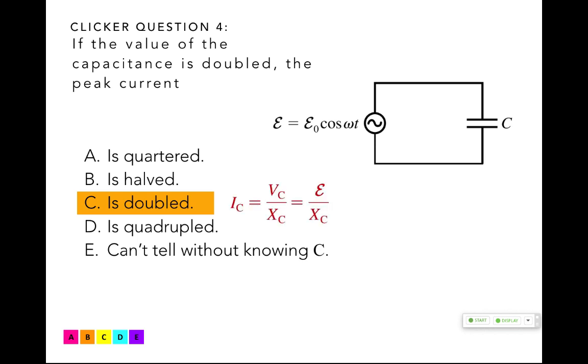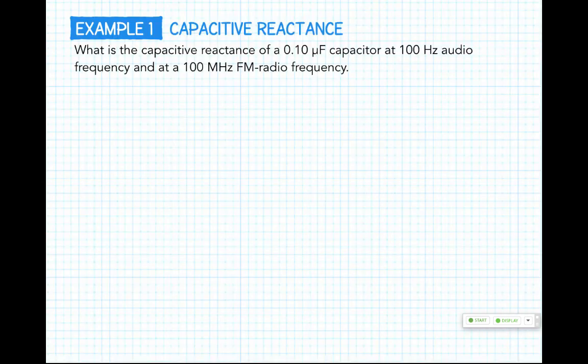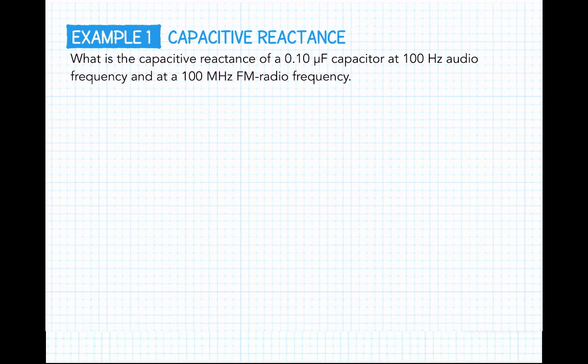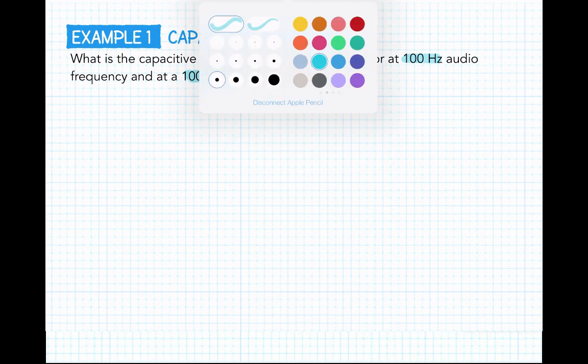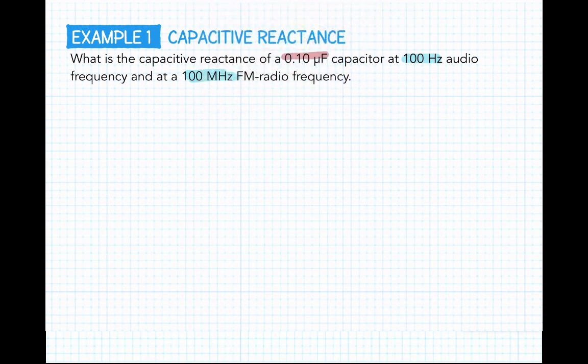We have 6 minutes. All right, we can do this in 6 minutes. So let's talk about capacitive reactance with some actual numbers. Let's say we want to know the capacitive reactance of a 0.1 microfarad capacitor at a 100 hertz audio frequency and also at a 100 megahertz FM radio frequency. This is just plugging in numbers, so we're going to do this together.